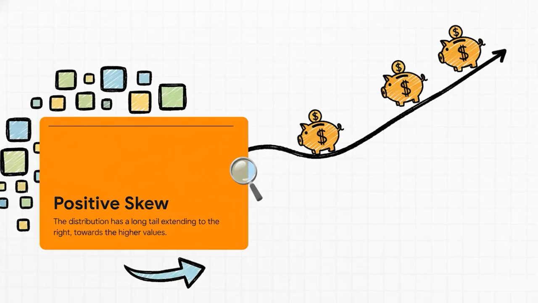Now this is where it gets interesting. With the positive skew, most of the data points are kind of clustered over on the left, but then you've got a few really, really high values that are pulling this long tail out to the right. A classic example of this is income. Most of us earn a moderate amount, right? But a few billionaires pull that average income way, way up.